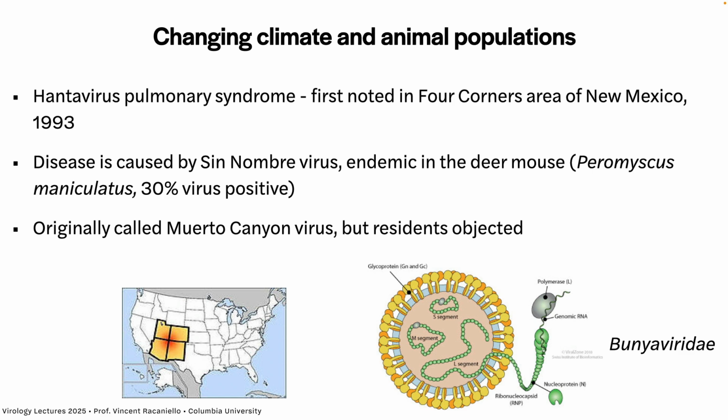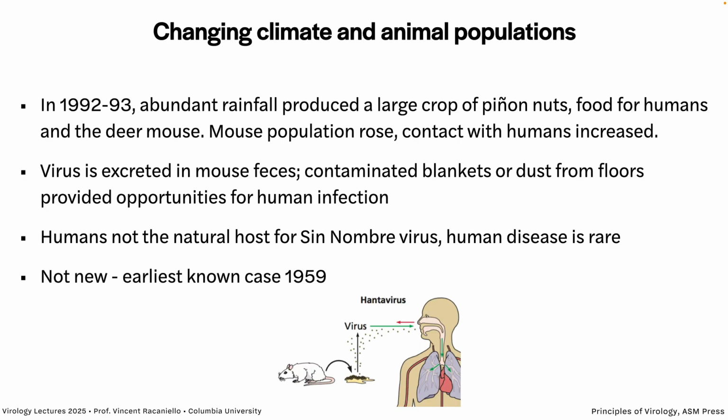So what happened here? Why all of a sudden did we get these diseases that we never saw before? These viruses had always been around. Hantaviruses were not new. So it turns out that in 1992-93, there was a lot of rainfall, more than usual. The increased rainfall made a lot of piñon nuts, pine nuts, which are delicious. You can cook with them. They're very expensive. Humans like them, but also deer mice like them. So the mouse population rose because there were a lot of piñon nuts.